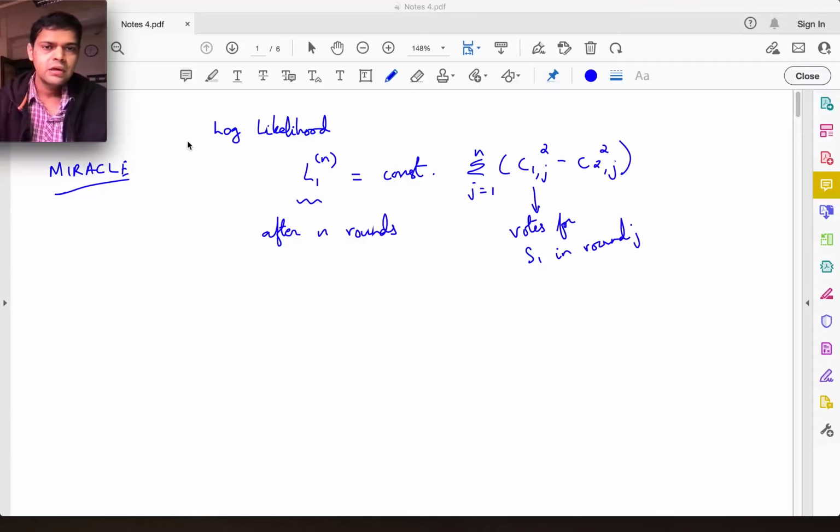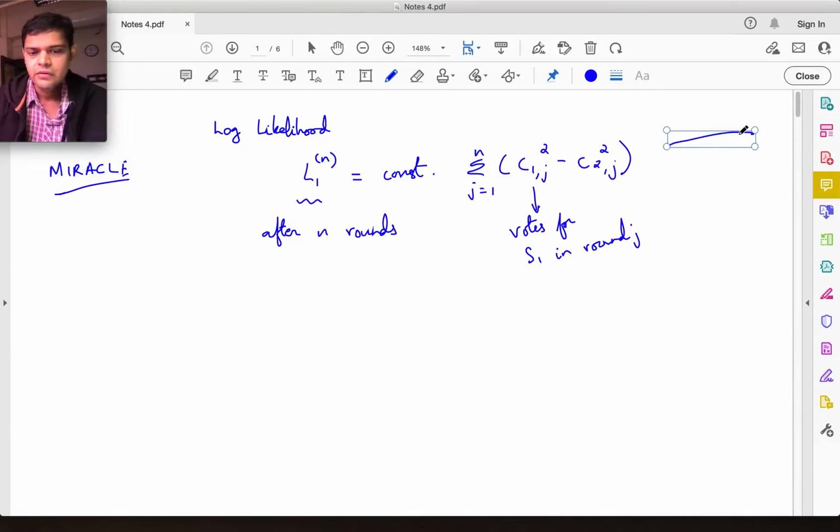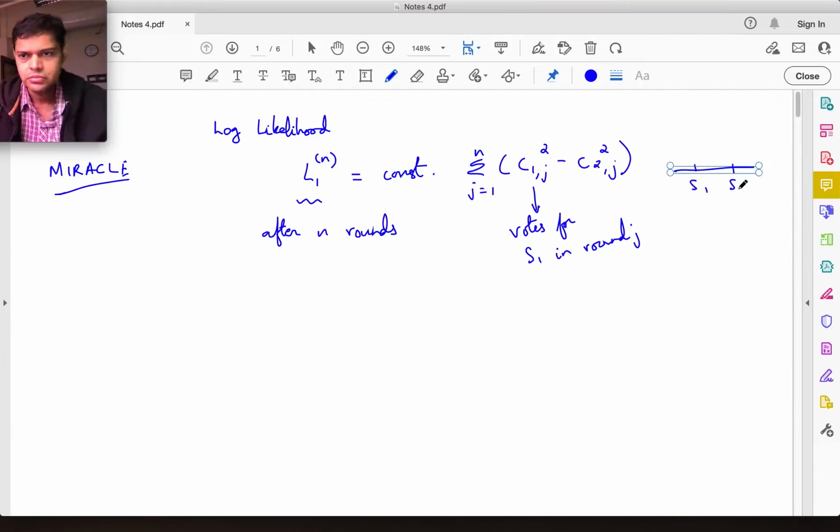In the last class, we talked about the MIRACLE algorithm for YODA, and we said that we end up with a log likelihood function which has this form. So this is the first log likelihood function corresponding to the S1 solution. If you have solutions S1 and S2, the log likelihood corresponding to S1 after n rounds would look like this.